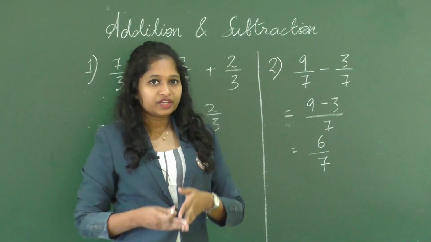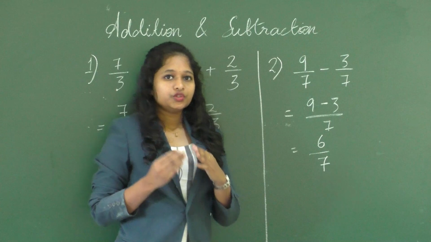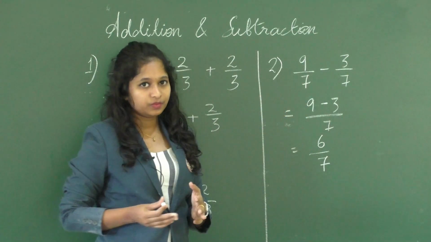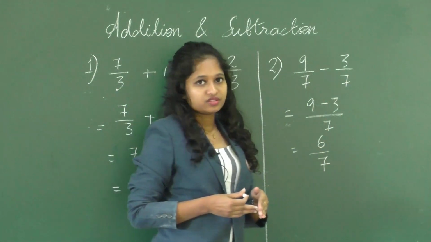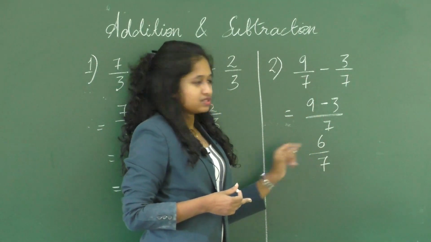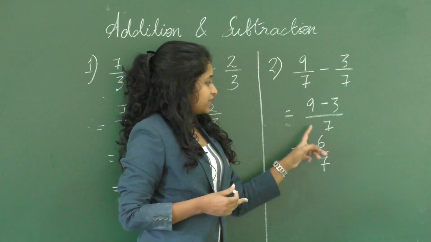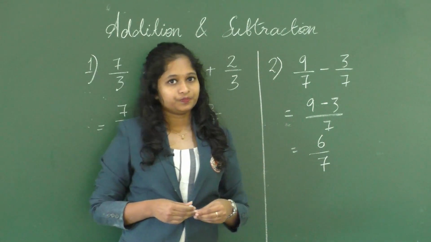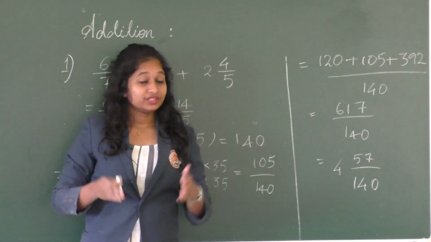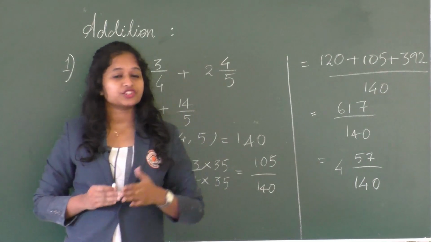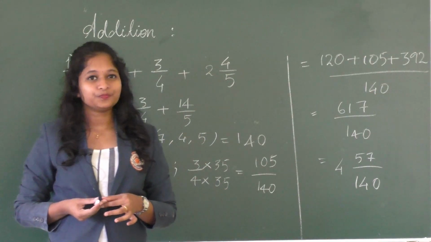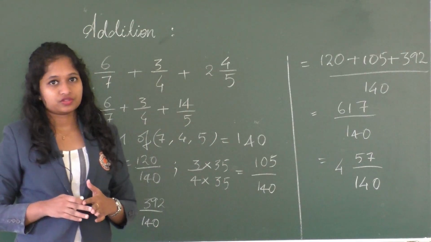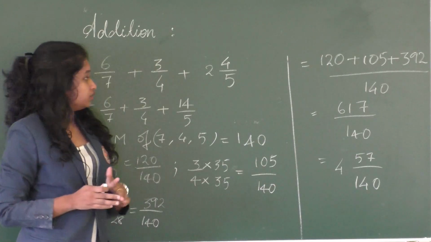And when we move on to subtraction, you can do the same. Since the denominators are same here, you can subtract the numerators. So 9 minus 3 is 6. 6 by 7 is the answer for this problem. Got it? So children, we learned about addition and subtraction of like fractions, isn't it? Now let's learn addition and subtraction of unlike fractions. I have a question here.